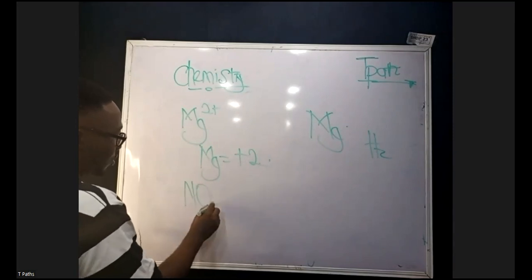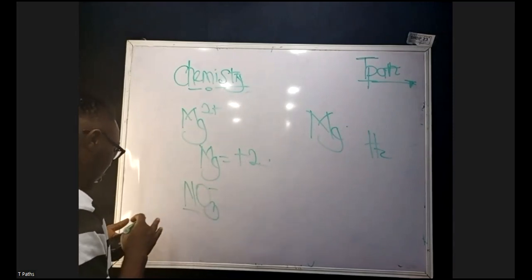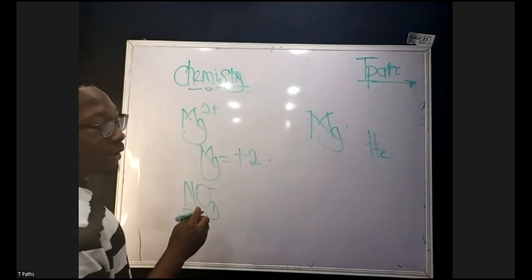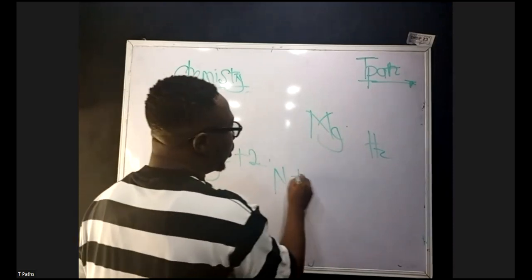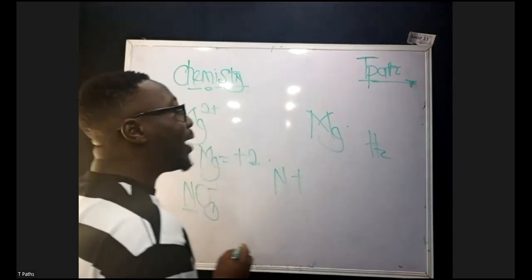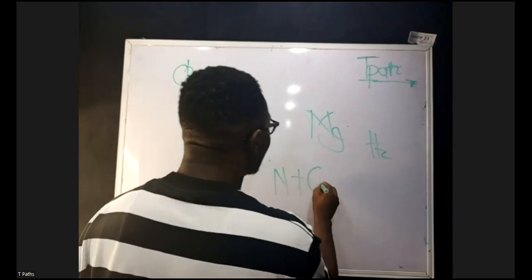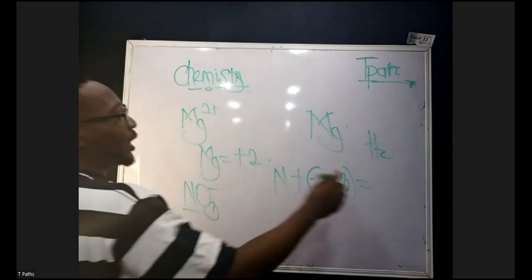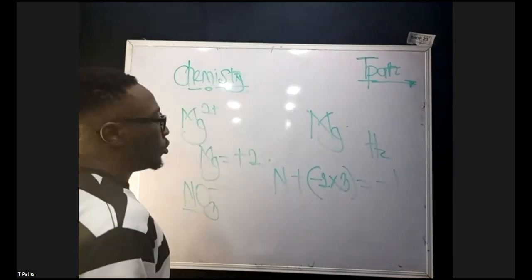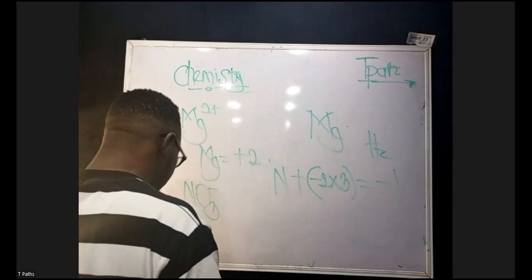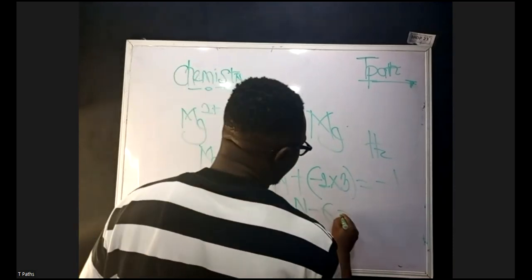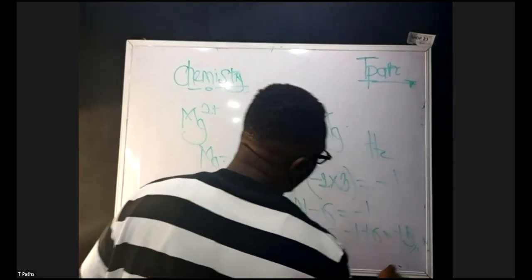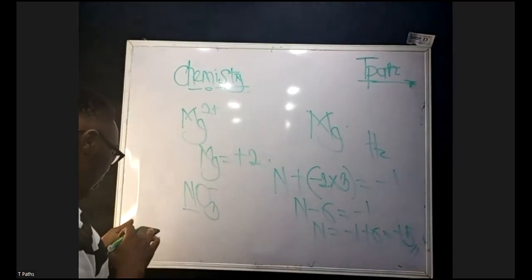The next one we have there is NO3 minus. And we are told to determine the oxidation number of nitrogen. How do we do that? Same technique. N plus oxygen, where the oxidation number of oxygen is -2. That is N plus open bracket -2 times 3 close bracket equals the overall charge, we have a minus there. That means it's equal to -1. So N minus 6 is equal to -1. And N is equal to -1 plus 6. That is equal to +5. You can see the oxidation number of nitrogen there is +5.